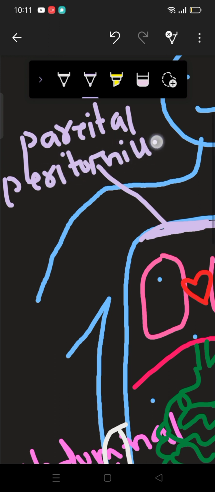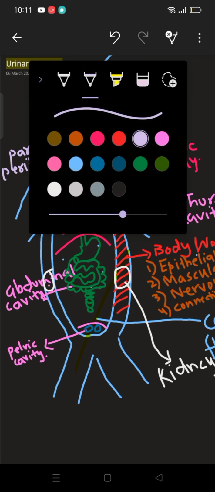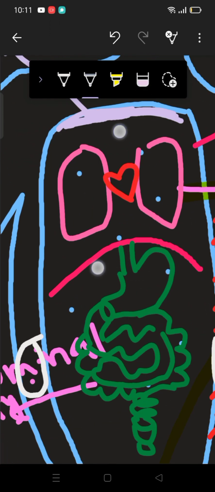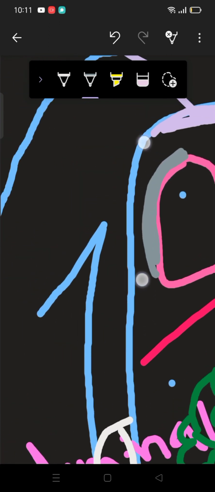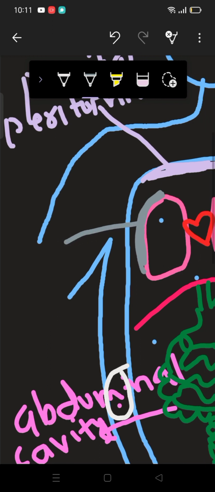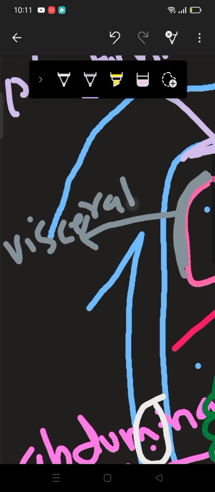And there is the covering which is done on your organs. Let me make that too, so that it can be clear to you. There is a covering which is done on the organs as well for the protection. That covering is known as visceral peritoneum. Visceral means internal, basically.